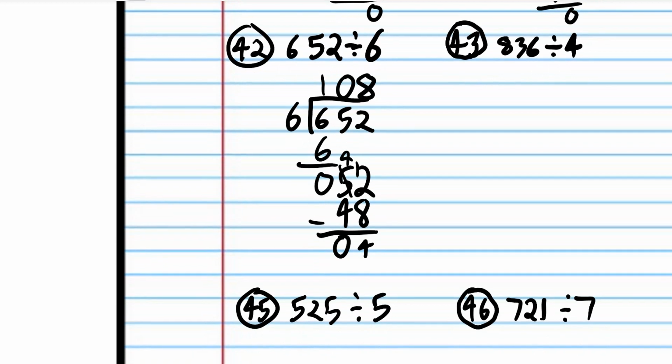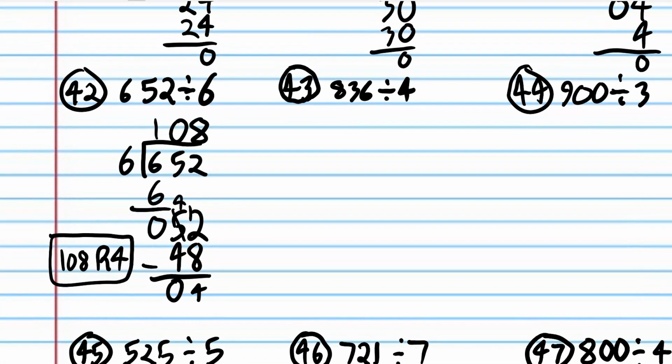So 52 minus 48 is 4, and it looks like there are no more numbers here, which means that we're done. So the answer is 108, remainder 4, because there's a number left over here. All right.